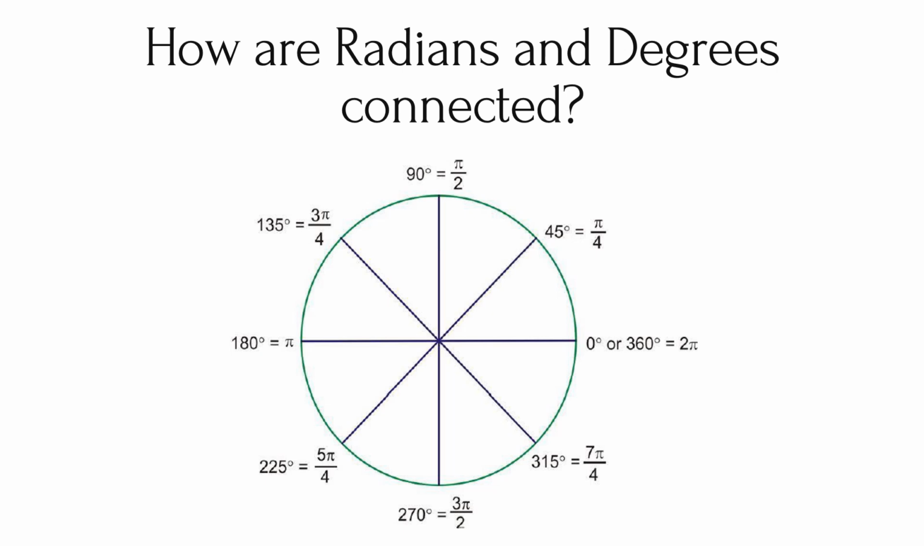Now, not everything is there. We're missing our 30 and our 60 and so on, but you can see that we have 0 degrees or 360 degrees, and we're getting 0 or 2 pi radians. Most of the time we can identify we're working with radians because we see that pi.